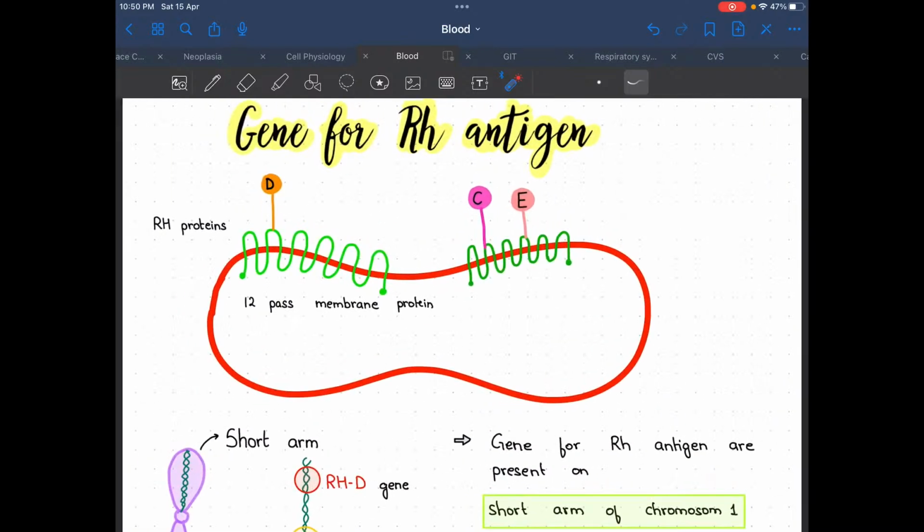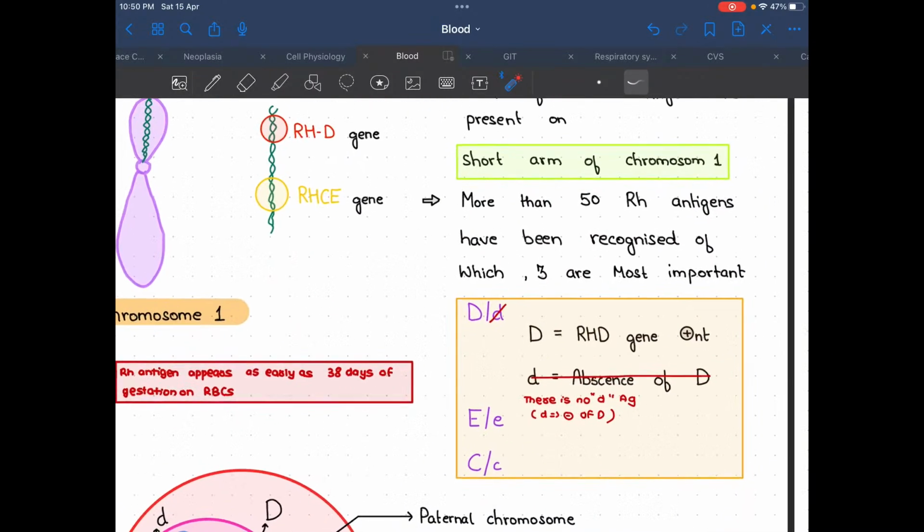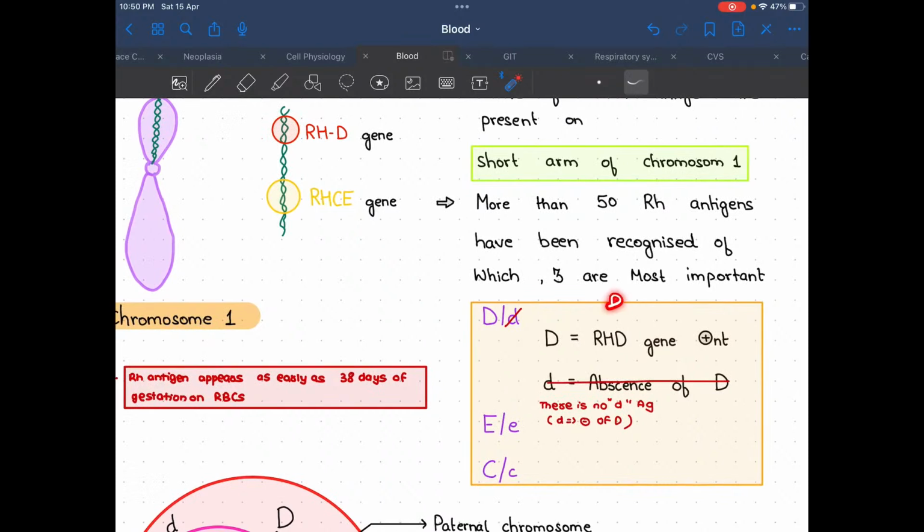RH antigen gene, if you remember, is on 1p, the short arm of chromosome number 1. Okay? And what alleles do we have for your RH? We can have D, small d. But actually the small d is a misnomer. There is no d gene. It's basically how we signify the absence of D. What other alleles do we have? We have capital E, small e. They can also be there, or we can have capital C and small c.